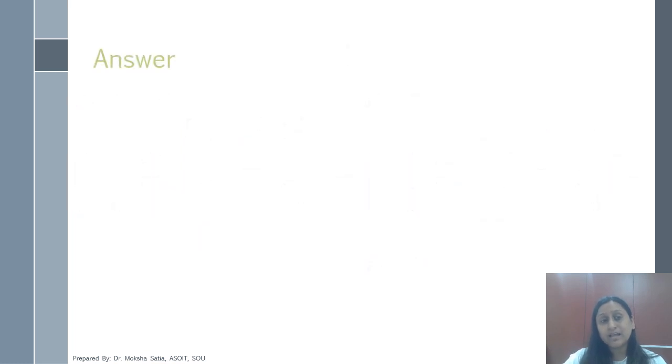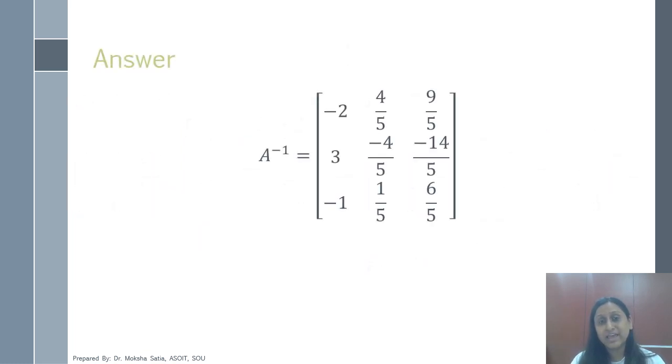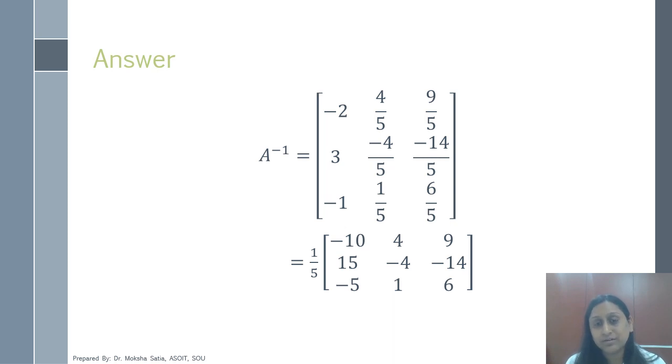So as an answer, I have A inverse as minus 2, 4 by 5, 9 by 5, 3, minus 4 by 5, minus 14 by 5, minus 1, 1 by 5 and 6 by 5. Now I can take out 1 by 5 common from the matrix and will have 1 by 5 times minus 10, 4, 9, 15, minus 4, minus 14, minus 5, 1 and 6 as our A inverse.